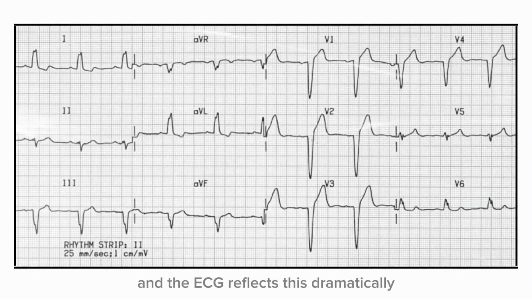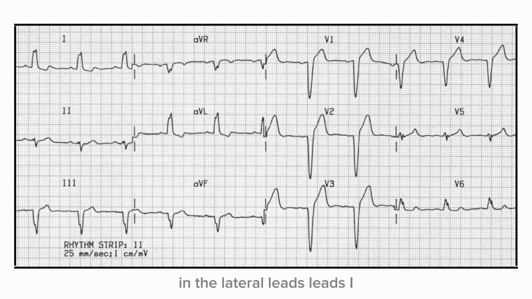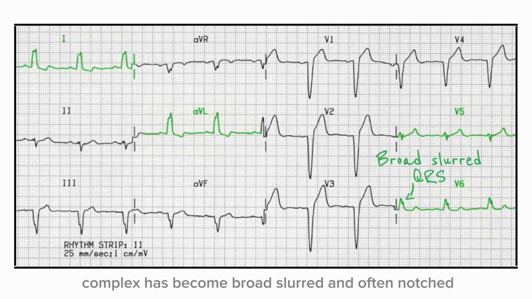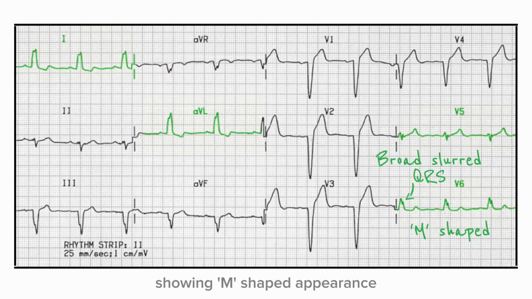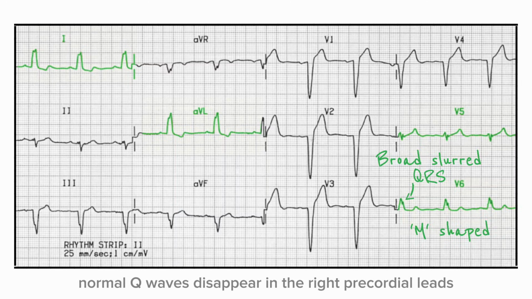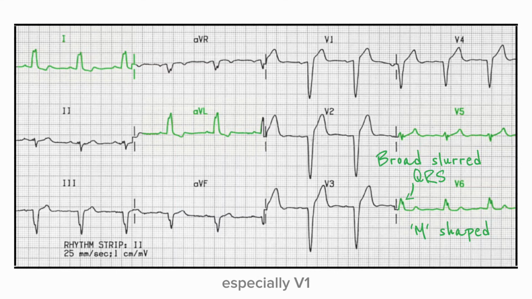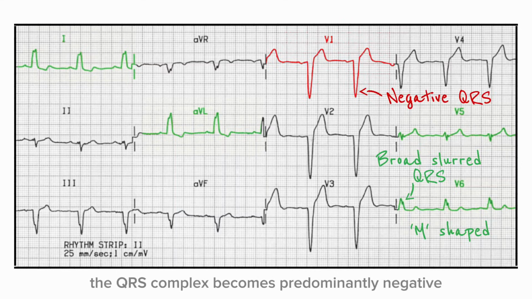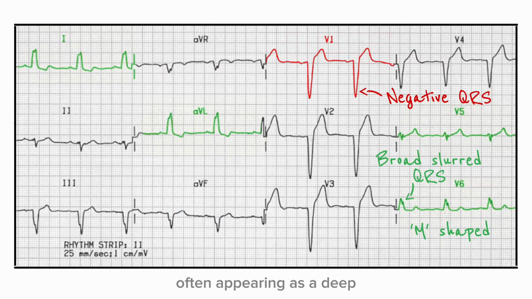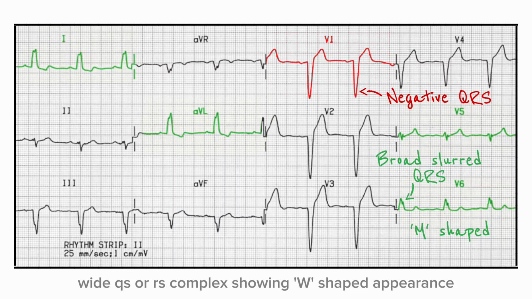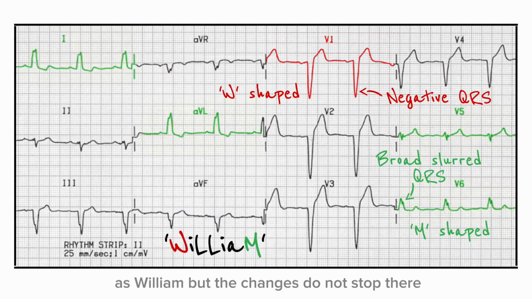And the ECG reflects this dramatically. In the lateral leads, leads I, aVL, V5, and V6, the QRS complex has become broad, slurred, and often notched, showing an M-shaped appearance. Normal Q waves disappear. In the right precordial leads, especially V1, the QRS complex becomes predominantly negative, often appearing as a deep, wide QS or rS complex, showing a W-shaped appearance. Remember LBBB as WiLLiaM.